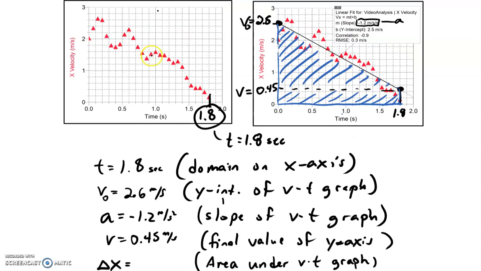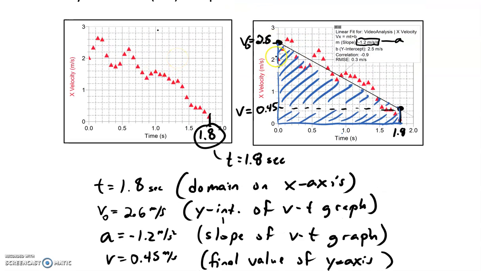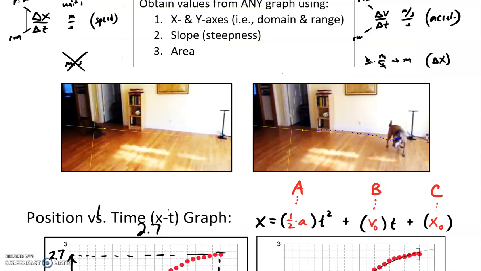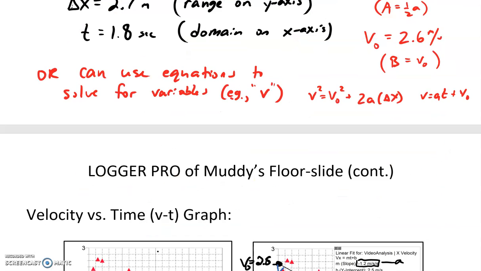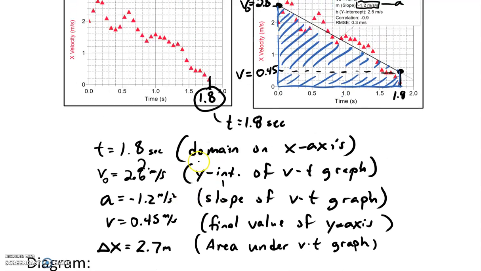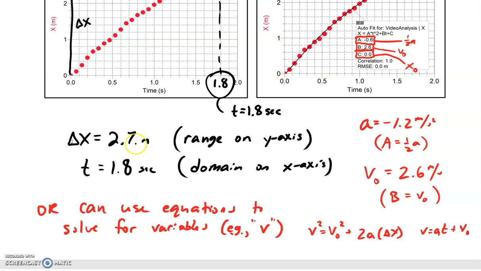So after looking at the area here, I would have to take this height times the 1.8 base times 1/2 since it's a triangle, and then I would have to add that to the 0.45 height times the 1.8 base. And after doing that, you get 2.7. Okay, this actually is also in agreement with our previous graph's measure of 2.7.